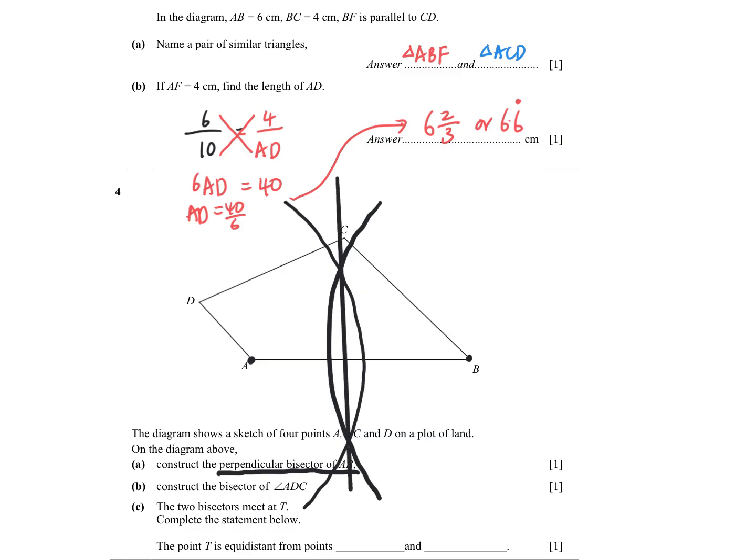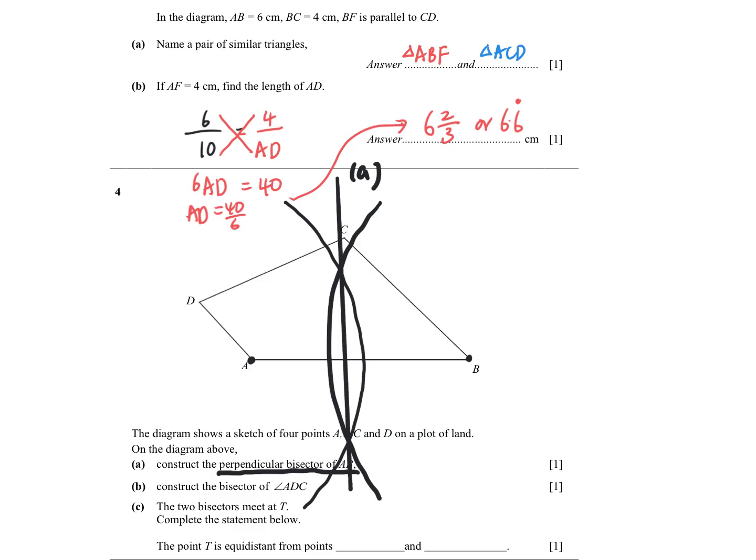AB. So this is the first A and B. They want AB, which means you put a point at A and a point at B. So this is part A. Okay, part B, they want you to bisect the angle ADC.